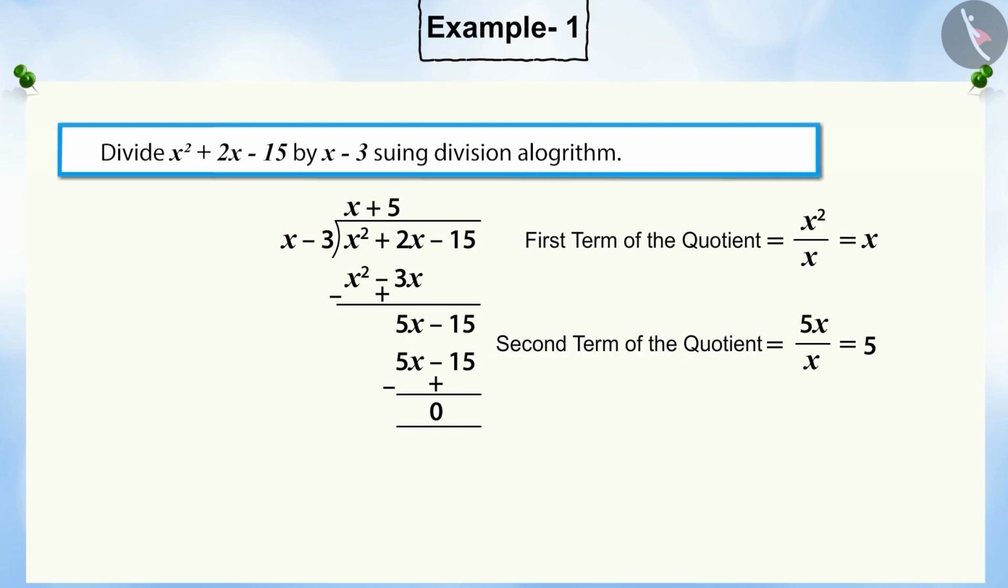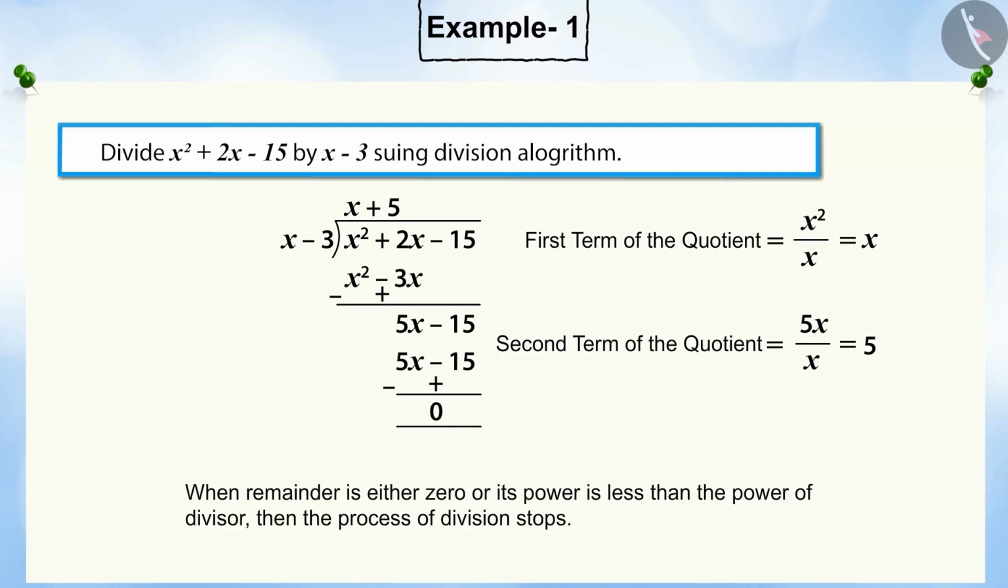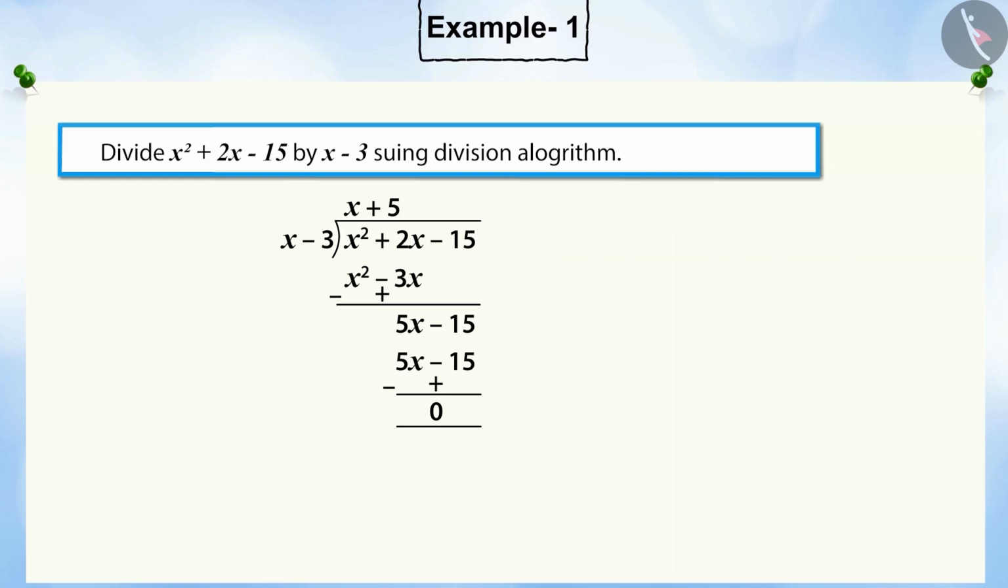0. You must remember that when the remainder is either 0 or its power becomes less than the power of the divisor, then the division process stops. Hence, the process of dividing ends here. Thus, dividing x square plus 2x minus 15 by x minus 3 gives the quotient x plus 5 and the remainder as 0.